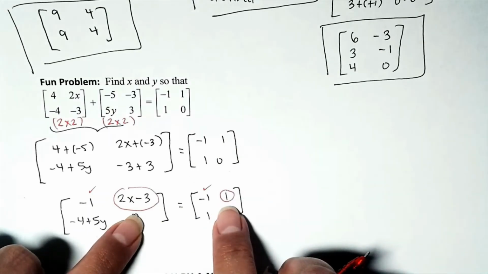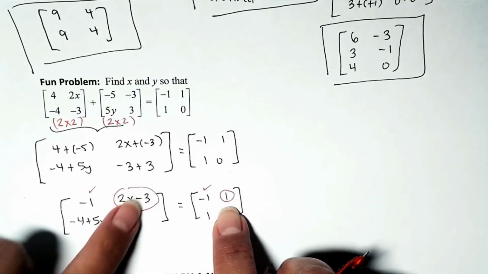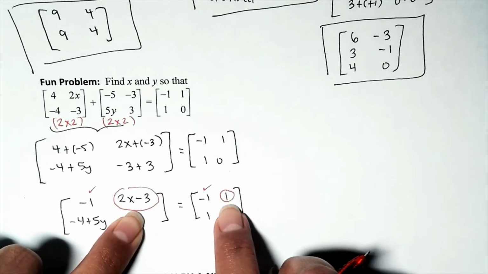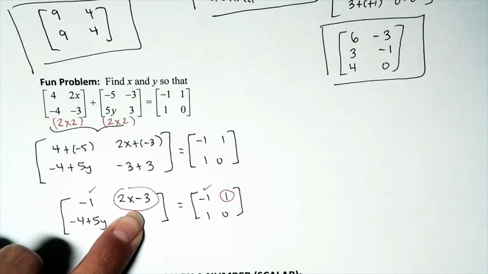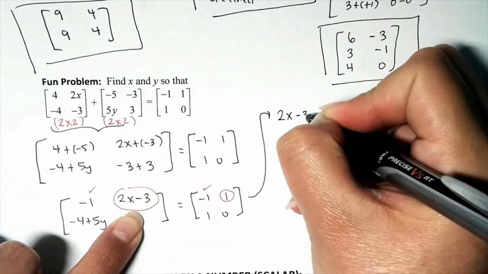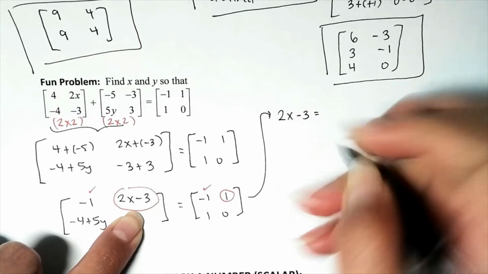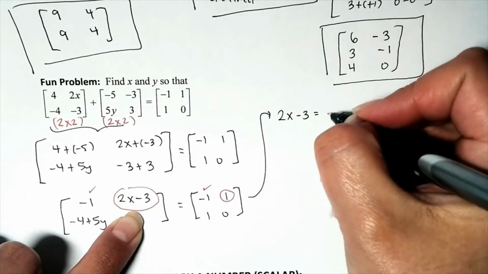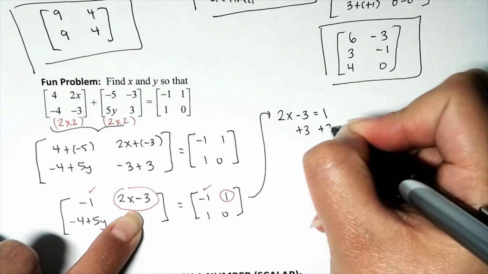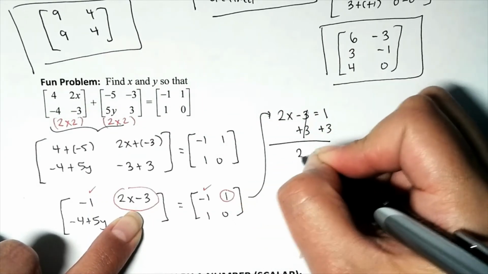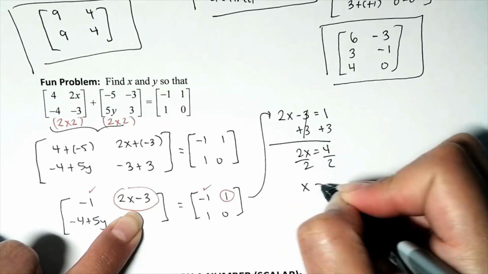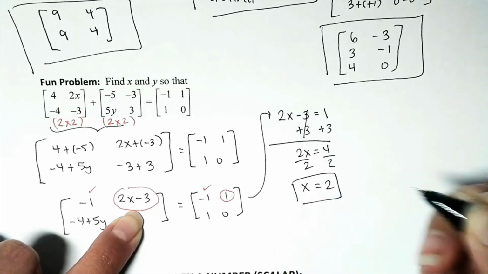But I know that this is row 1, column 2. I know that the 1, 2 entry should equal the 1, 2 entry from this other matrix. So let's set these equal to each other. The 1, 2 entry given by 2x minus 3 should equal the 1, 2 entry on the matrix on the right. Now let's solve it. We'll add 3 to both sides, and that will give us 2x is equal to 4. After we divide both sides by 2, that will give us x equals 2.